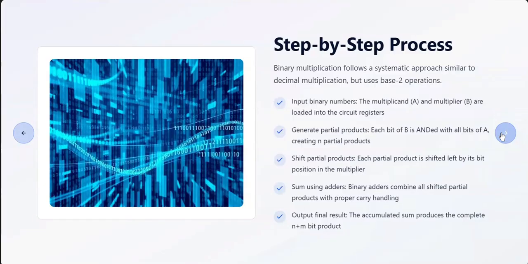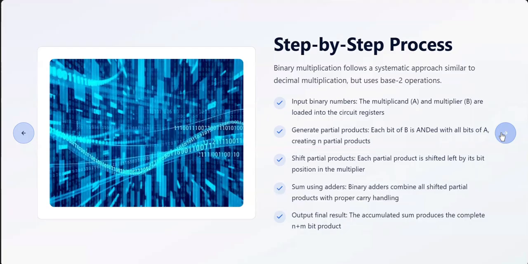To perform binary multiplication, we multiply each bit of one number with every bit of the other number. This creates what are called partial products. These partial products are then shifted to the left depending on the position of the bit we used. Finally, we add all the shifted partial products together to get the final result. And this is exactly like how we multiply decimal numbers, where we write rows of numbers and add them. Only here, everything is done in binary.